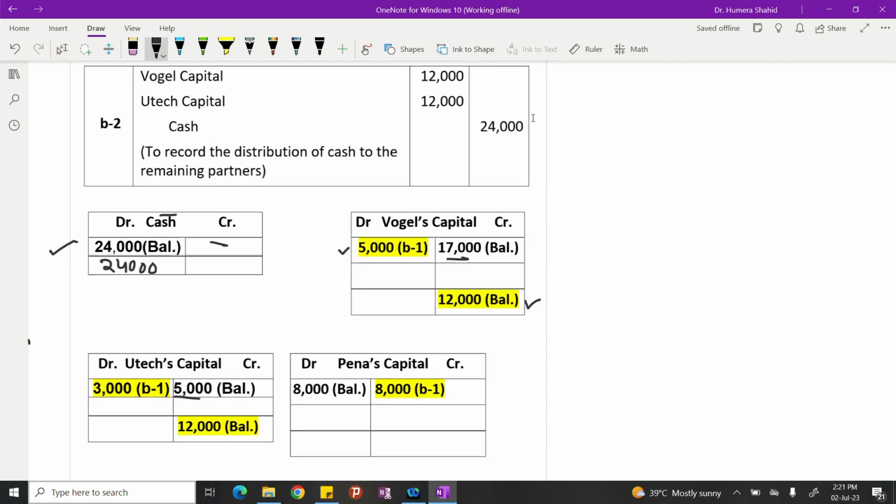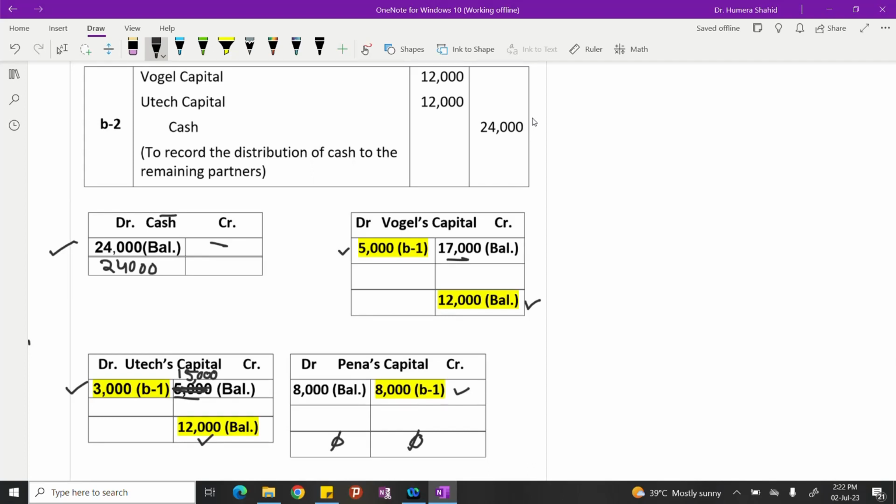UTech was having 15,000. It's 15, it's not 5. 15,000. He shared the capital deficiency of 3,000. So now his claim is 12,000. This is not 5, this is 15. Please make it correct. Because UTech and Vogel have shared the loss of Pina, Pina got a credit balance. Now his claim is over, or his liabilities or his payments are over now.